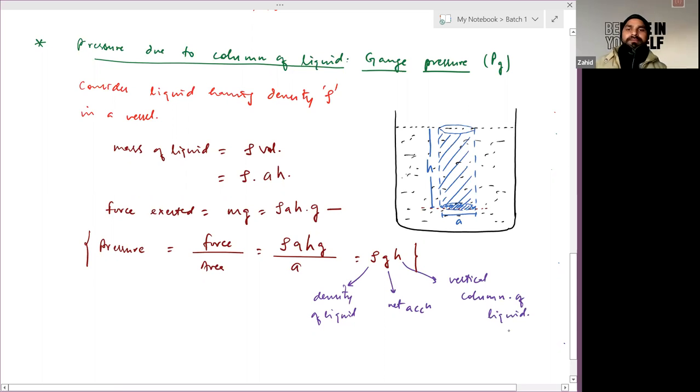You'll be asked if this entire system is allowed to fall freely under the effect of gravity. So what will be the gauge pressure in that case? You say the net acceleration for a free falling body will be 0. So if you put this net acceleration in this expression to be 0, you will get the net pressure exerted to be 0.